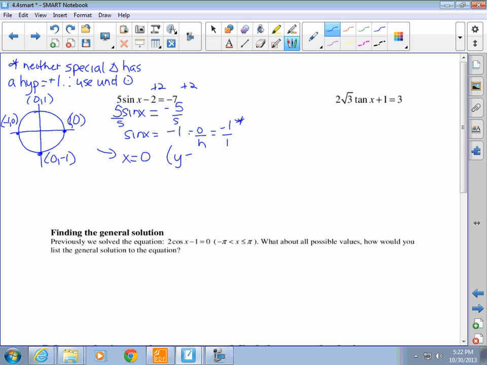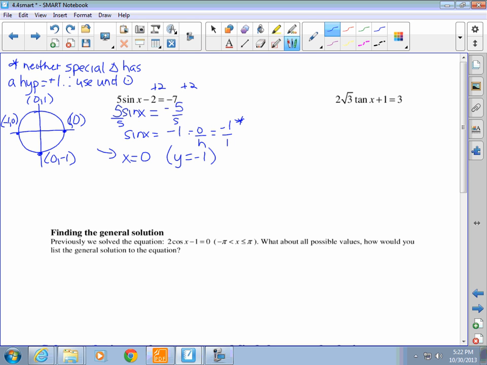And just y is equal to negative 1. But this one, the reason why we put both of them is because we wanted to know where sine x is equal to negative 1. So it's right there. So our x value would have been 0.